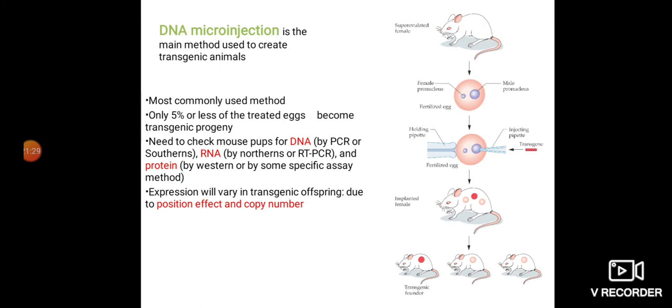gene. People are also using another method, the microinjection method, where they isolate the fertilized egg, microinject the transgene into it, and then implant the fertilized egg back into the female and check for efficiency. Here expression will vary in transgenic offspring due to position effect and copy number. That means where exactly the gene of interest gets inserted into the chromosome, and how many copies of it are there.